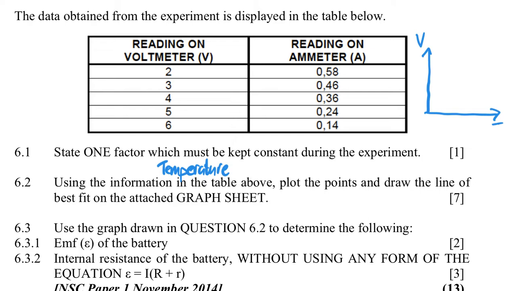And this should have been more explicit, but in prepping and preparing for your matric exams, know this, that when you're working with EMF and internal resistance of a battery, and you're being asked, as you are asked in the third part of this question, use the graph drawn to determine the following: the EMF of the battery and the internal resistance of the battery. You need to plot voltage versus current.